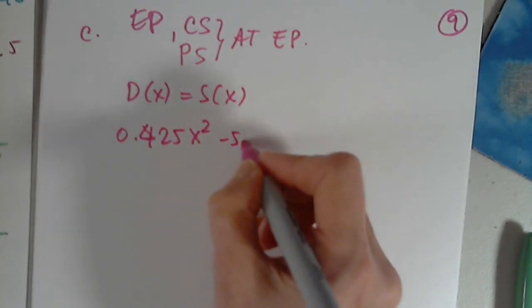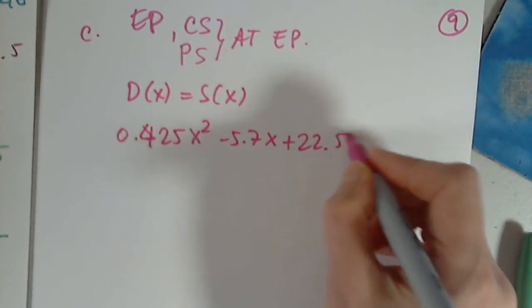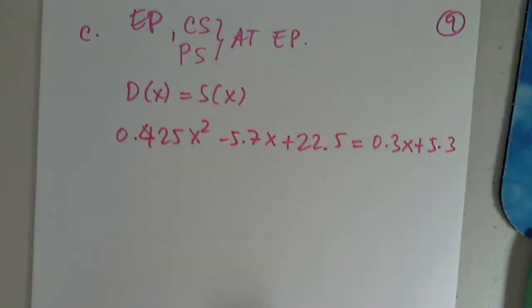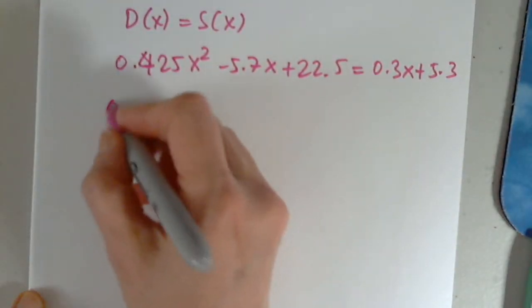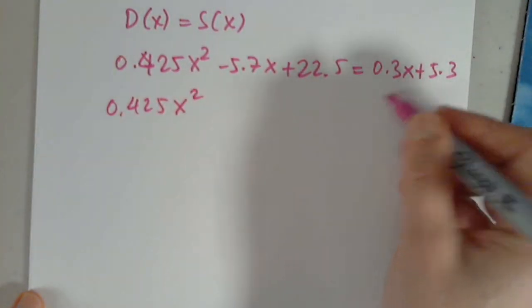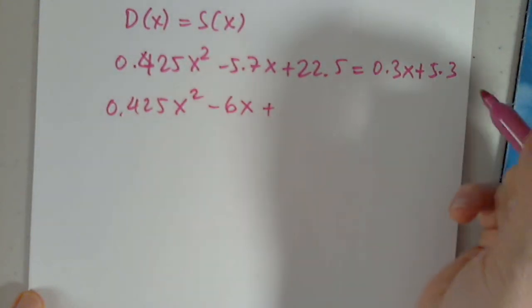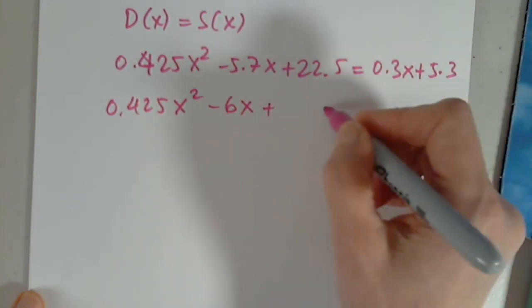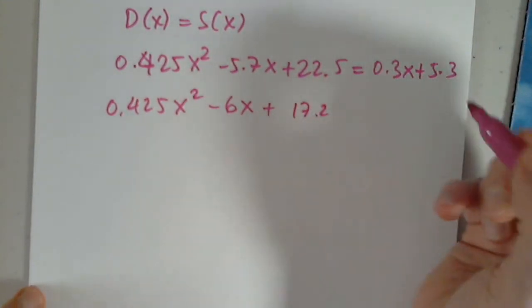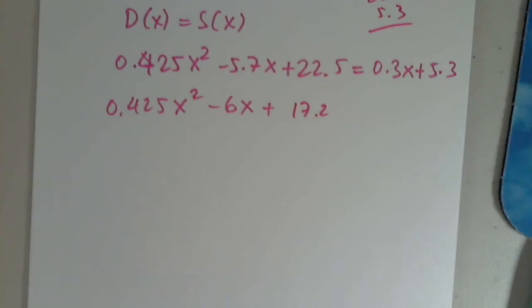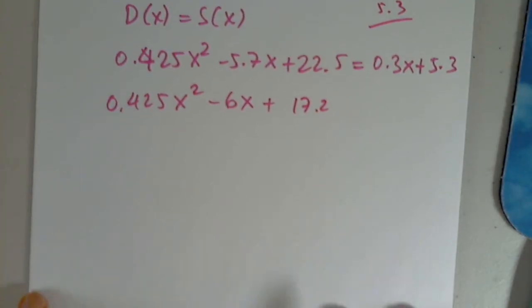0.425x squared minus 5.7x plus 22.5, and it equals the supply function 0.3x plus 5.3. Okay. So 0.425x squared, I subtract 0.3x, so minus 6x, and I subtract plus 5.3. What do I get? 22.5 and 5.3, so this is 17.2, perfect, equals 0. Correct me if I'm wrong.